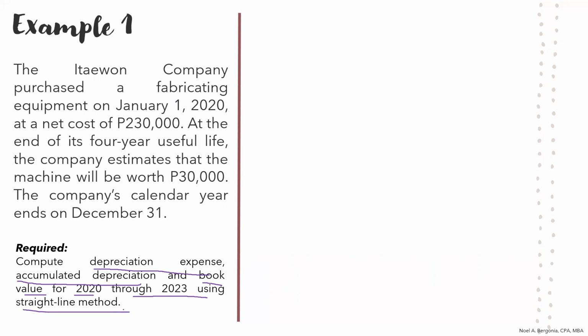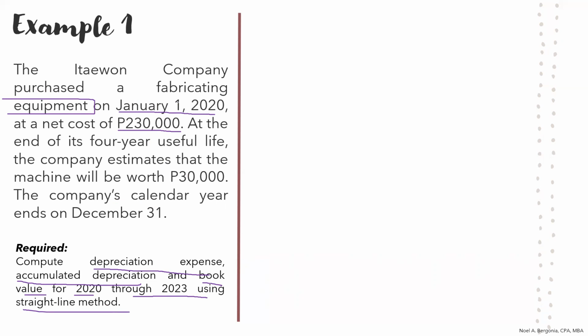So let me read the problem. The 81 company purchased a fabricating equipment. So this is a property, plant, and equipment na binili natin on January 1, 2020, no? At a net cost of 230,000. So ito na. Yan na yung cost natin. Wala naman kayo iba nakitang directly attributable cost, di ba?